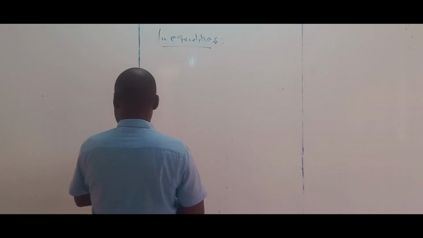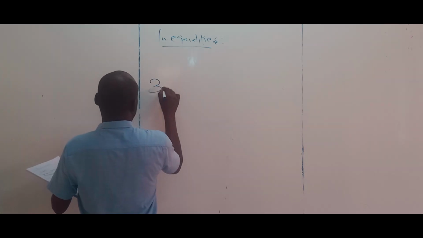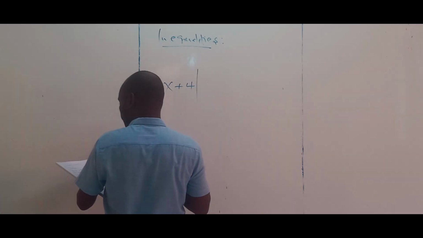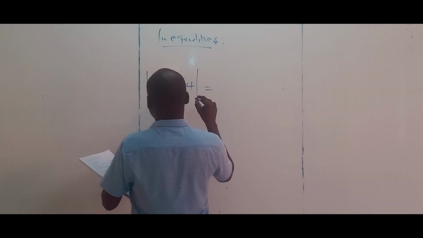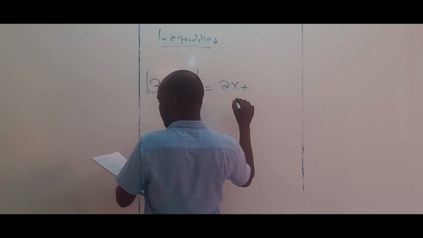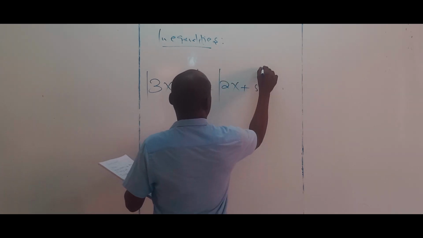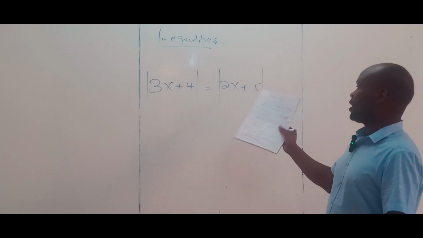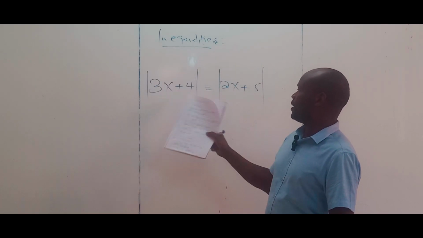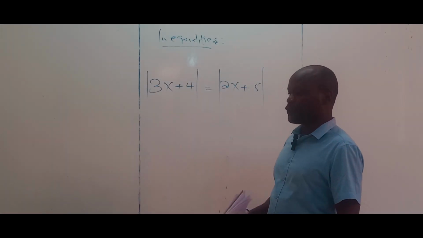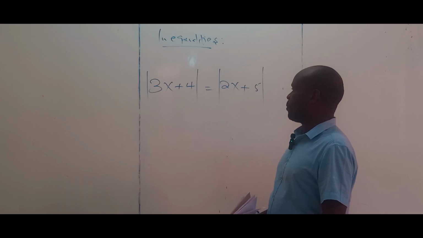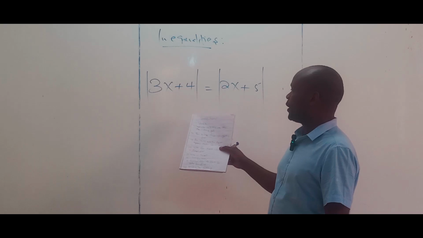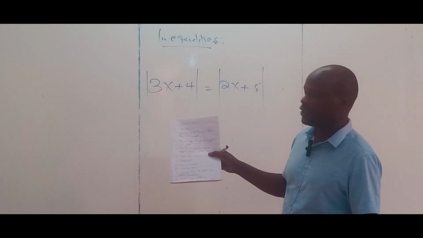So for instance, the expressions that I'm referring to would be something like, say, the absolute of 3x plus 4 is equal to the absolute of 2x plus 5. Now, what we see here is that we see these two signs which refer to absolute. And whenever we bring in the aspect of absolute, we are simply saying we are not interested in direction.